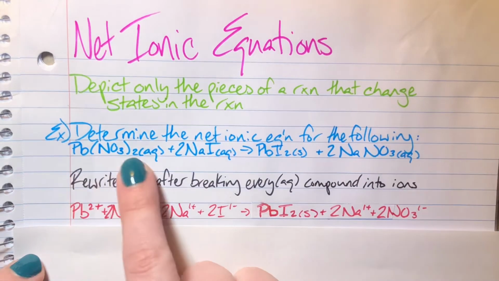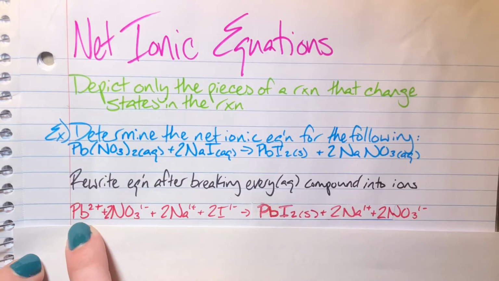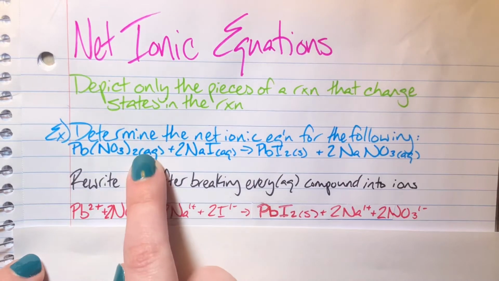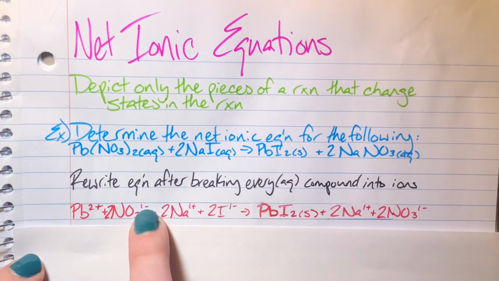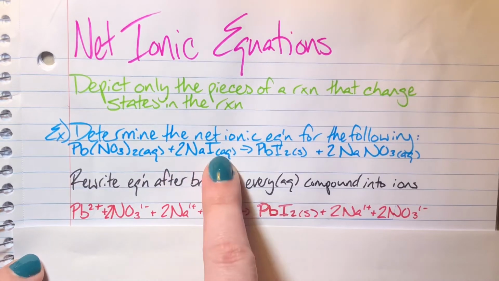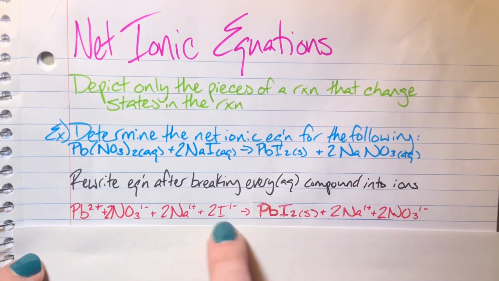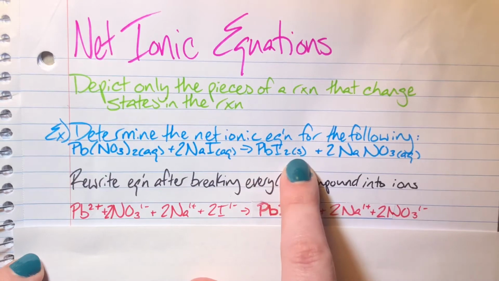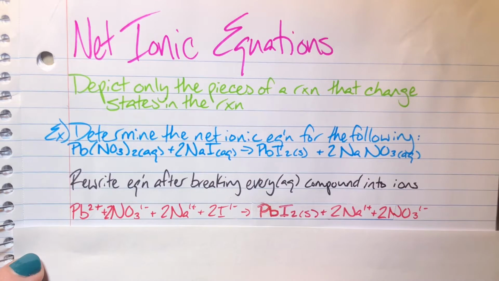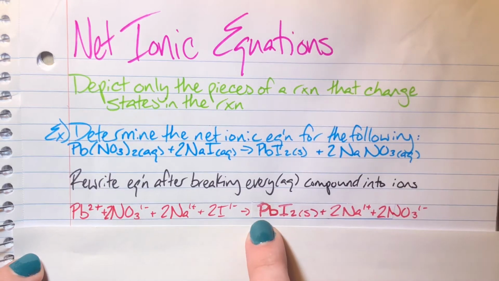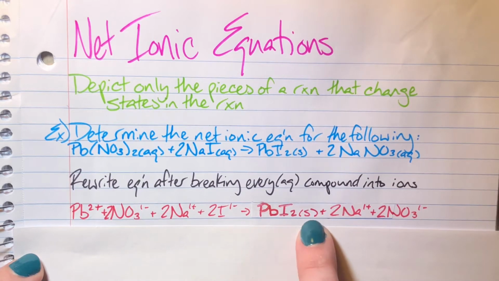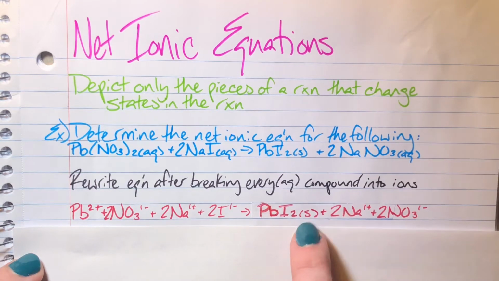So lead(II) nitrate will break down into 1 lead with a positive 2 charge and 2 nitrates with a negative 1 charge. Sodium iodide would break down into 2 sodium ions with a positive 1 charge and 2 iodide ions with a negative 1 charge. The lead(II) iodide is a solid. It does not break down into its constituent ions. It is not dissolved anymore. So I will leave it as PbI2, and then I will leave that (s) to remind myself I didn't just forget. That's actually on purpose.